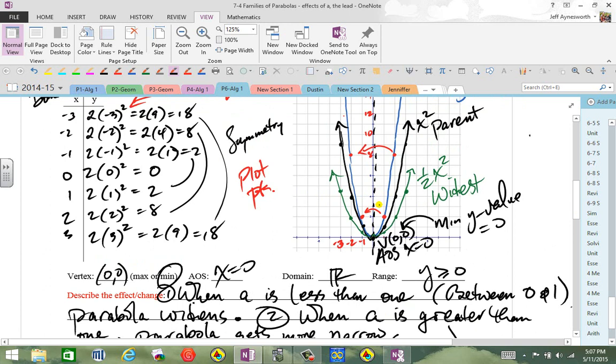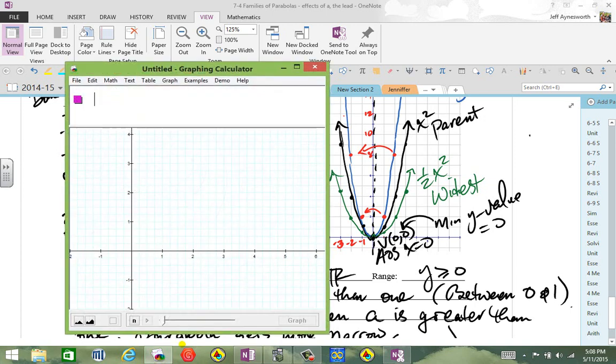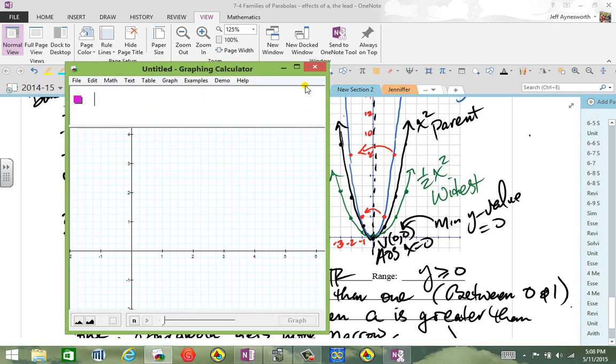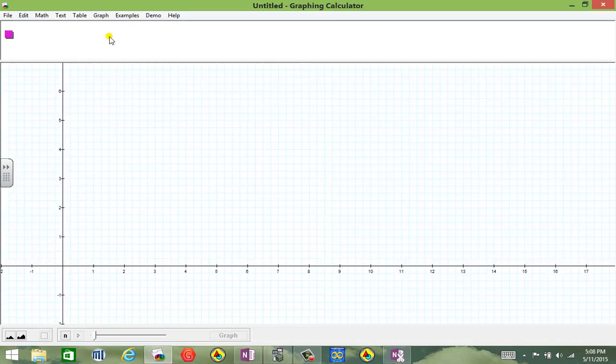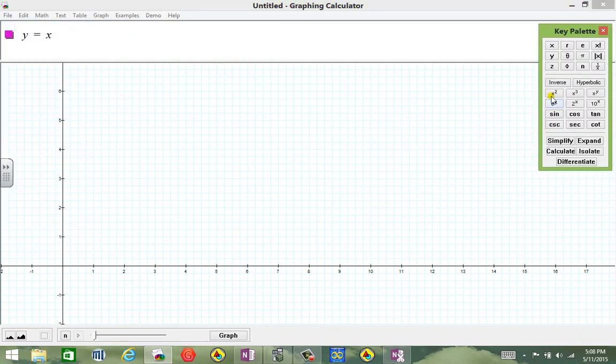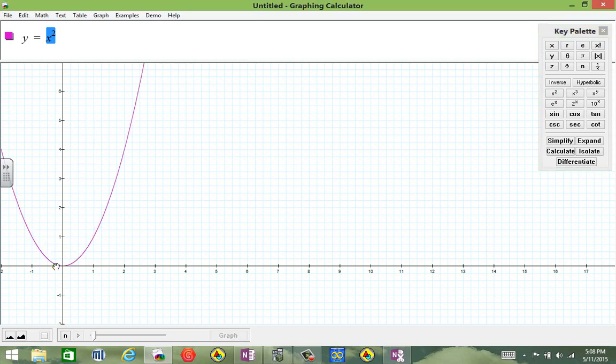Now let's pause for a minute and let's investigate this on the TI-83 and some other graphing software. Okay, let me show you this first. Let me show you my favorite program here. You've seen this before in class all the time. Okay, let me expand this. I'm going to plot a couple functions here. I'm going to plot the parent first, y equals x squared. Okay, here we go. So there's your parent right there.